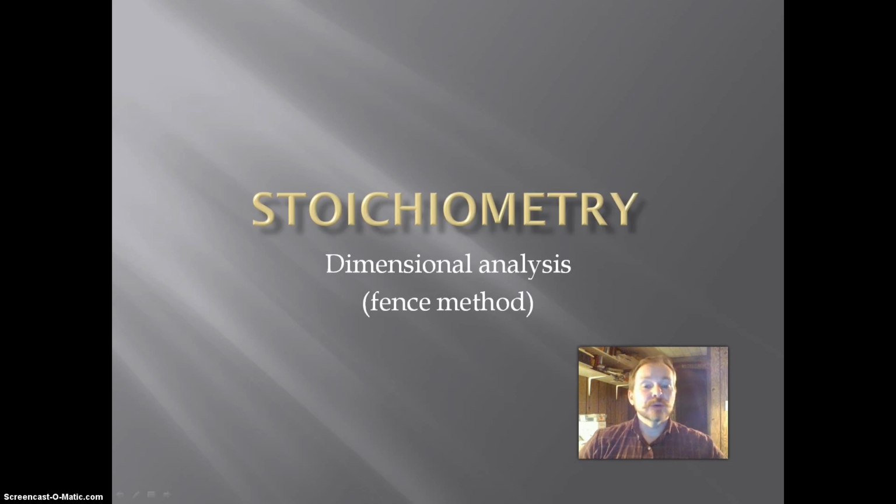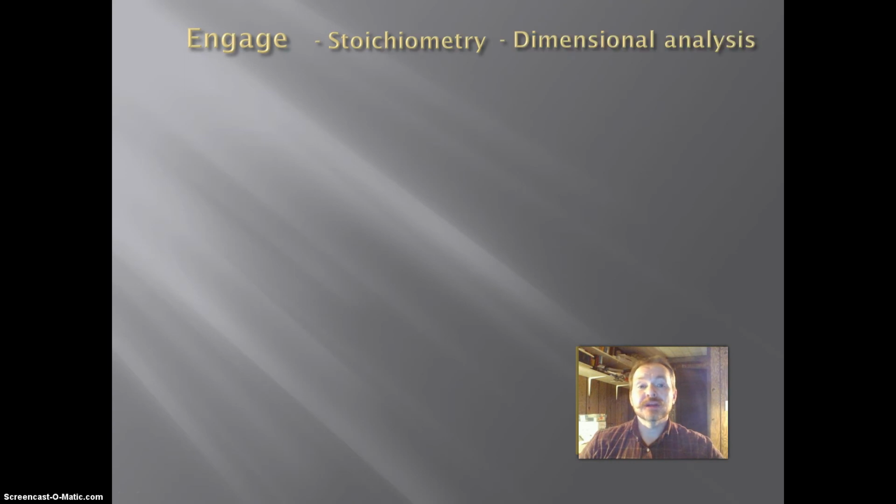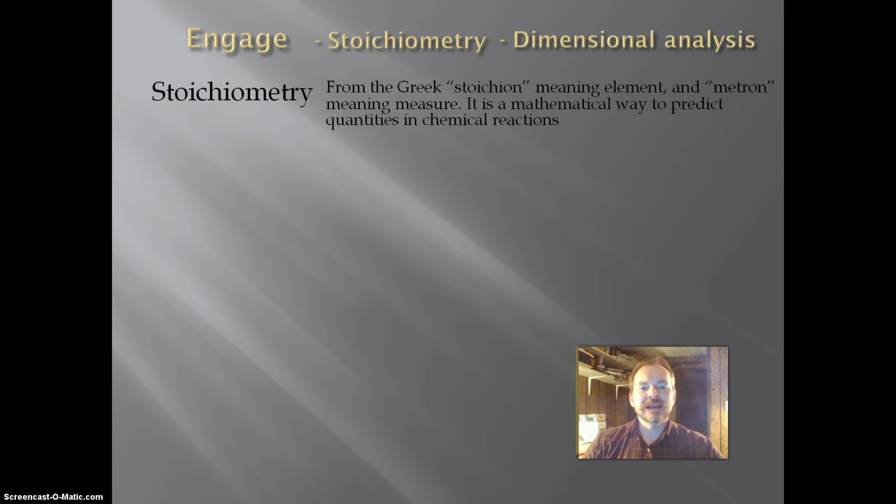In this module, we're going to look at stoichiometry, and we're going to try to do our stoichiometry using the dimensional analysis or fence method. So stoichiometry in chemistry is a way that we determine how much we can produce or we need in chemical reactions. It is a mathematical way to predict quantities in chemistry. It is a multi-stepped process, but no matter how you do your stoichiometry, you need to start with a balanced equation. In the fence method, there are 3 steps to your fence.